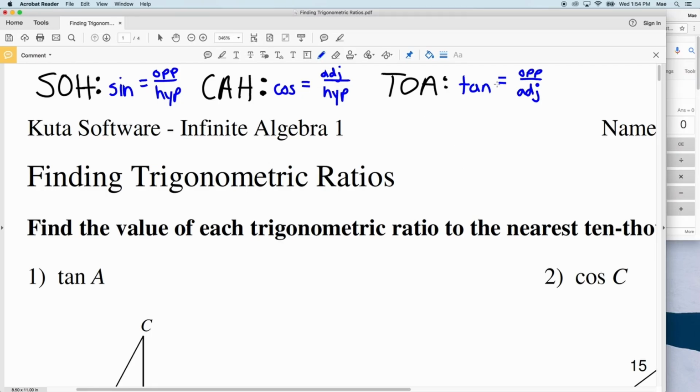Go ahead and write these at the top of your paper if you're unfamiliar with them, but eventually it's pretty easy to remember. SOHCAHTOA: sine equals opposite over hypotenuse, cosine equals adjacent over hypotenuse, TOA, tangent equals opposite over adjacent.